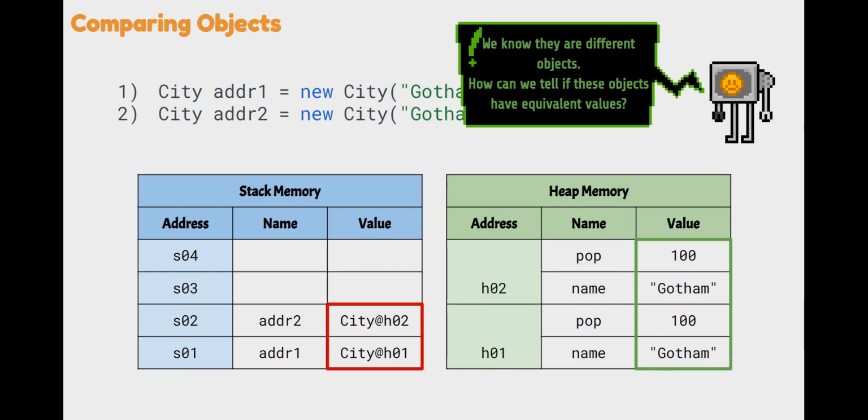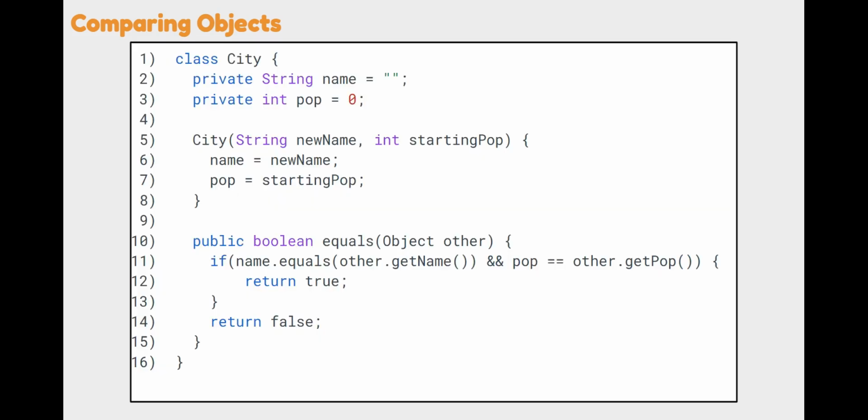If equal to and not equal to just checks their values from stack memory, how do we check and compare their values from heap memory? Here we have that city definition that we saw earlier. We now have a new method at the bottom of it. It is the equals method. Looking at it, it has a return type of Boolean. When we use it, it will evaluate to a true or false value.